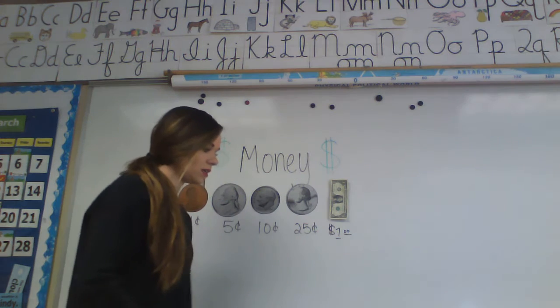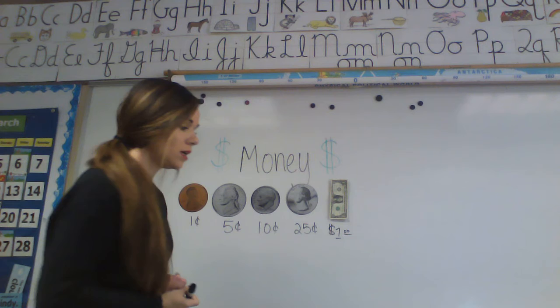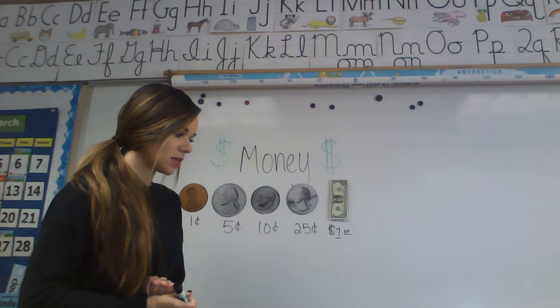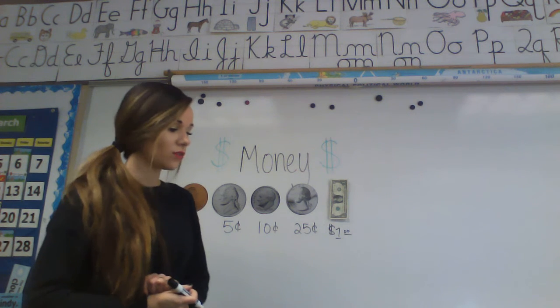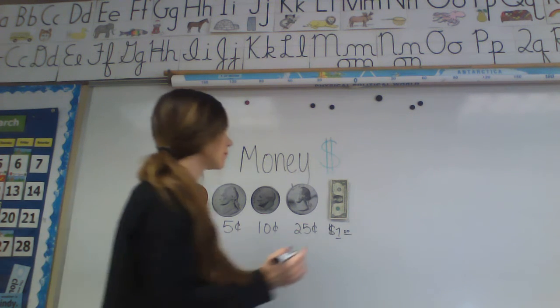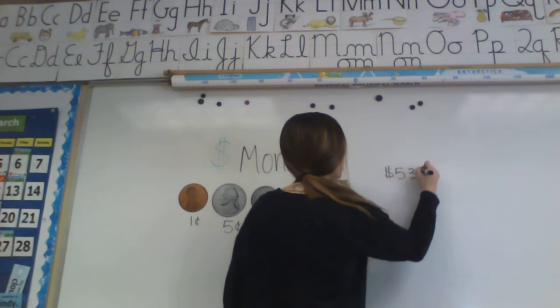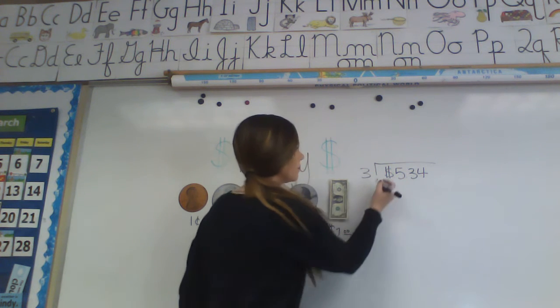With division, it's a little different, but we're still going to be using our decimal point. So on problem A, on page 83, it says we're going to divide 5.34, so $5.34, and divide it by 3. So we have $5.34. We're going to divide it by 3.